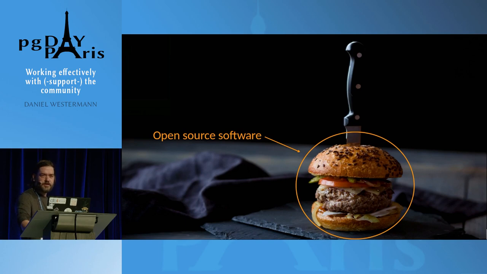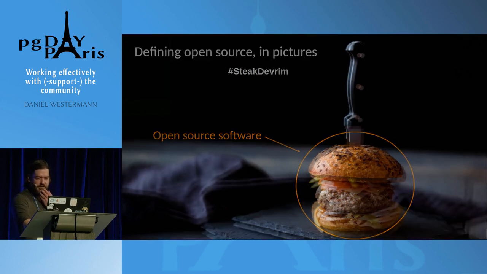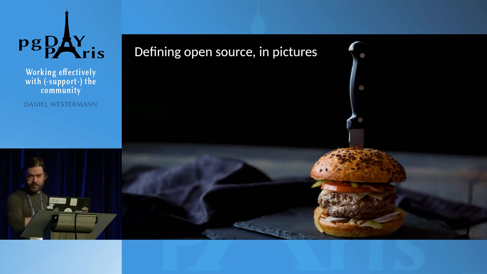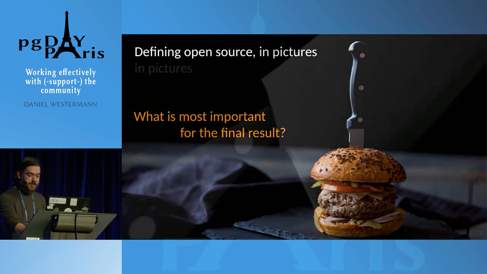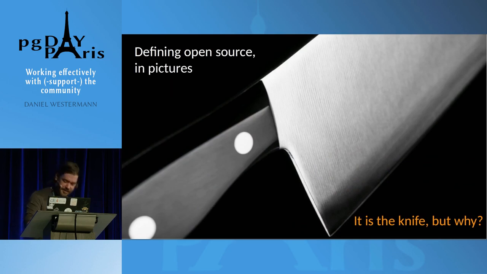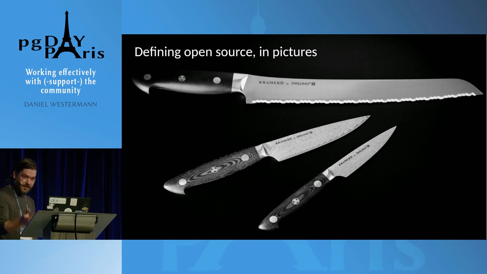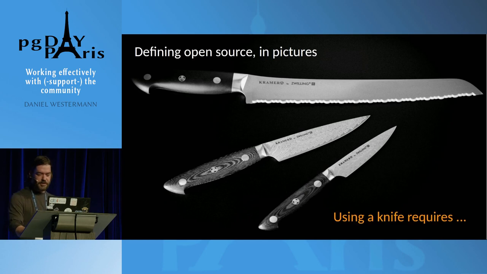Sorry? Beer. Where do you see a beer on the slide? The knife, exactly. Why the knife? Exactly. Without the knife, it will fall apart. So the knife is the community. Without the knife, it will not work. No matter how tasty it is, it will never look like this.